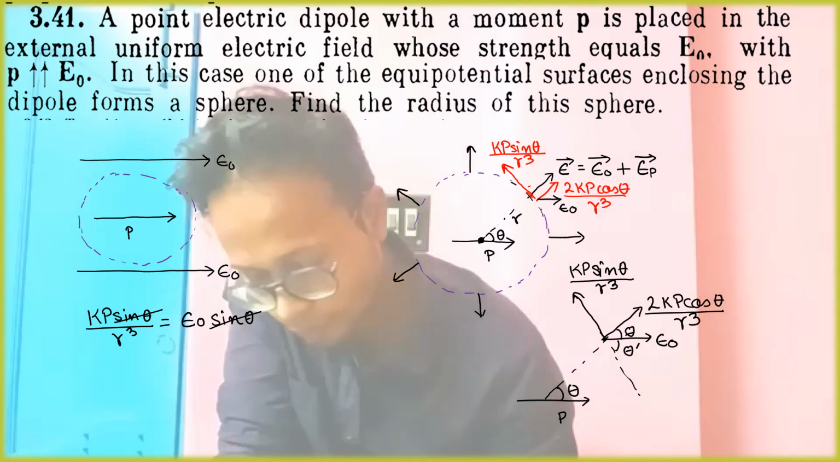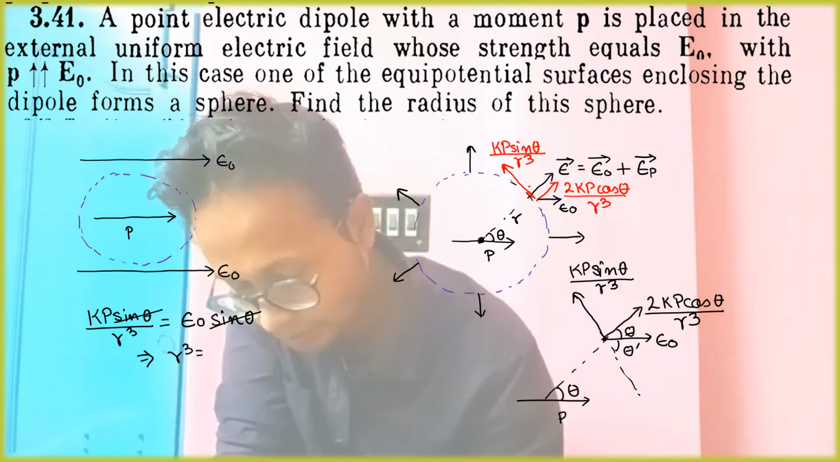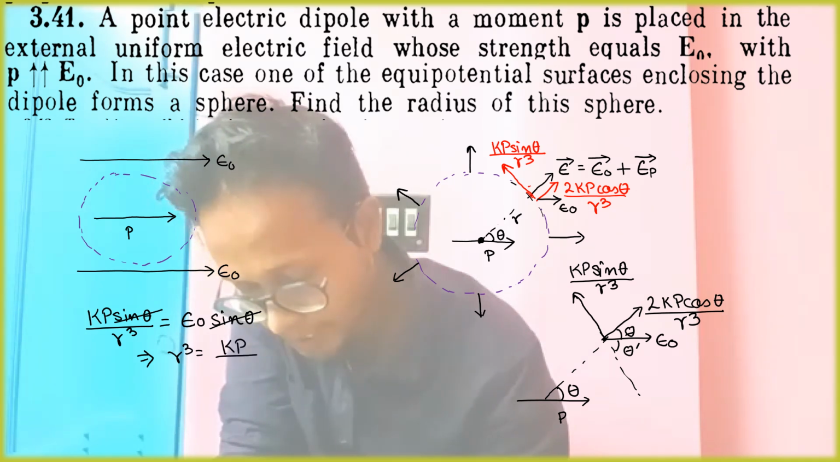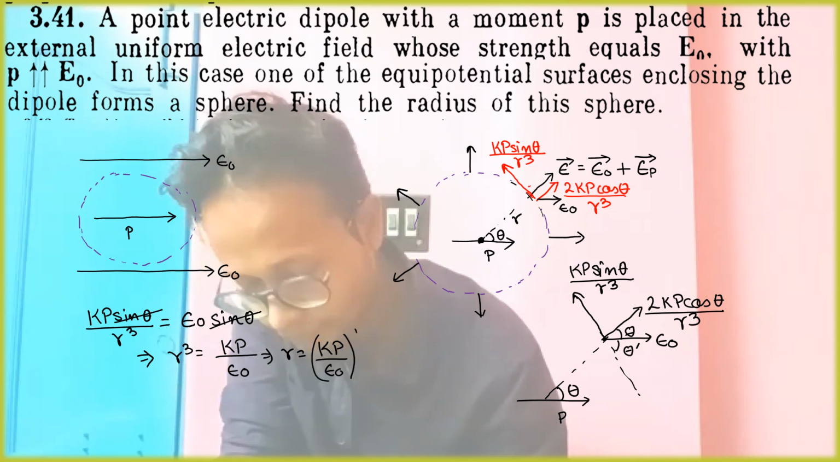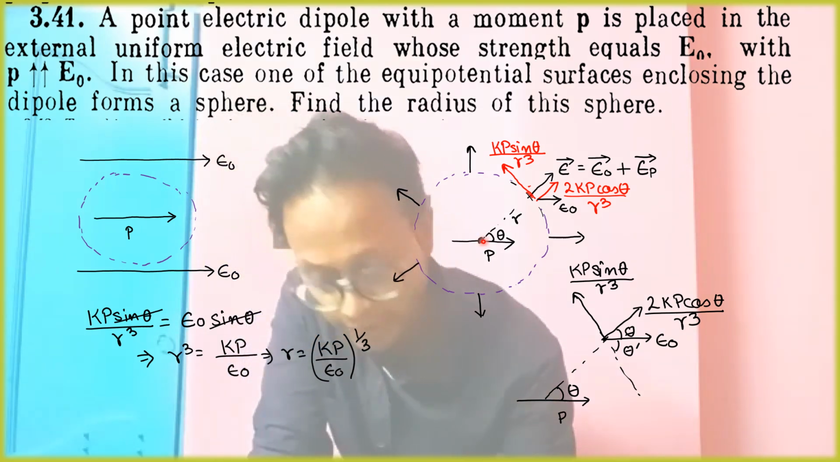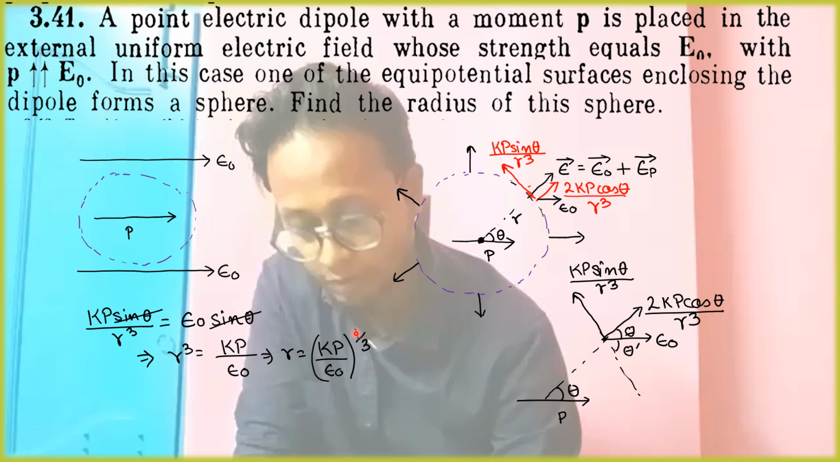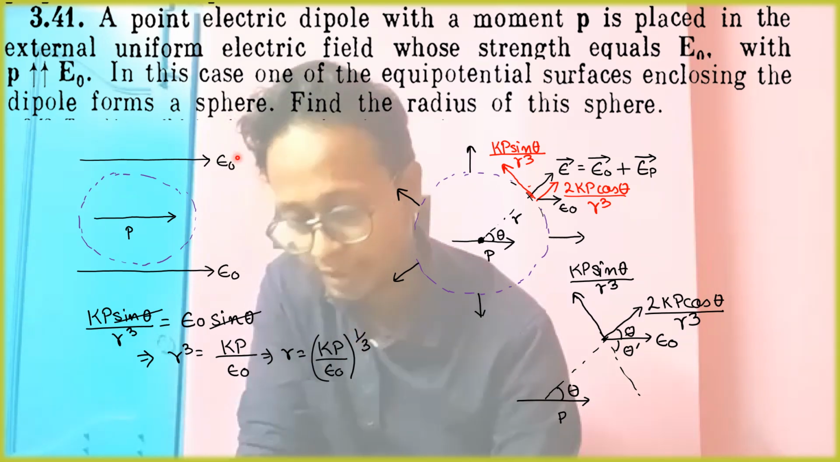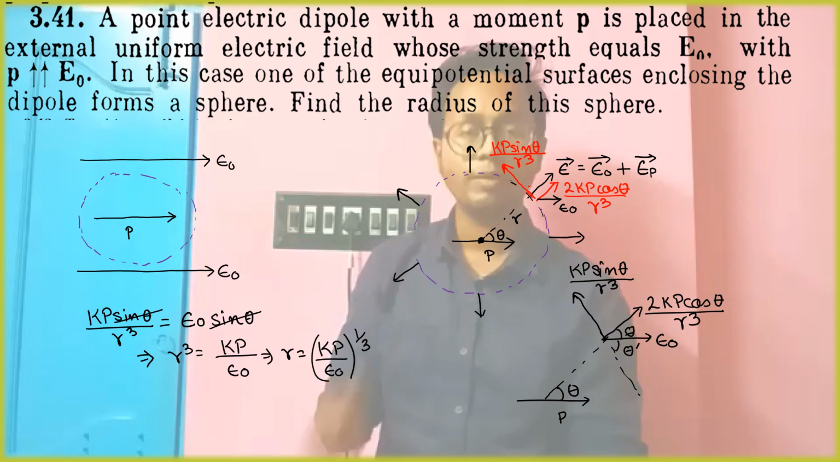So r cube is equal to how much? r cube is equal to kp by E naught, or r is equal to kp by E naught to the power 1 by 3. Understood? The radius of the equipotential surface, or radius of the equipotential sphere, is kp by E naught to the power 1 by 3. This E naught is the external electric field.